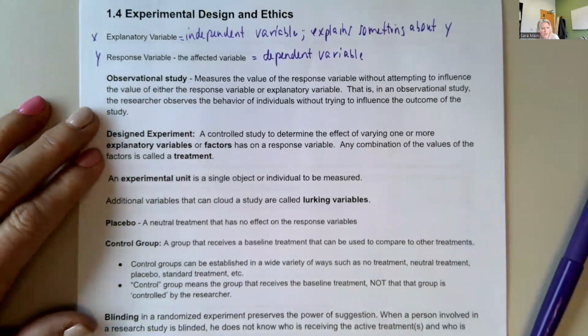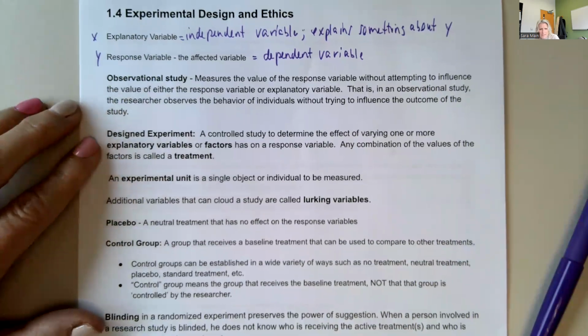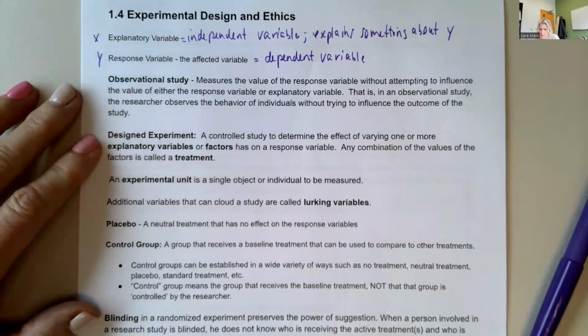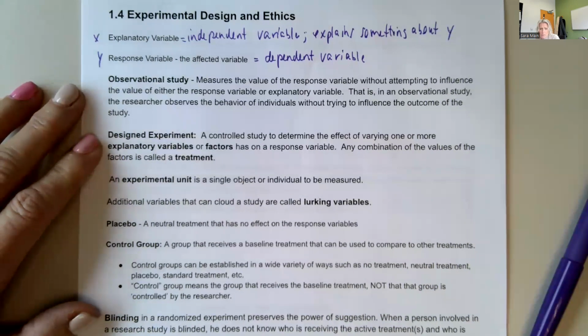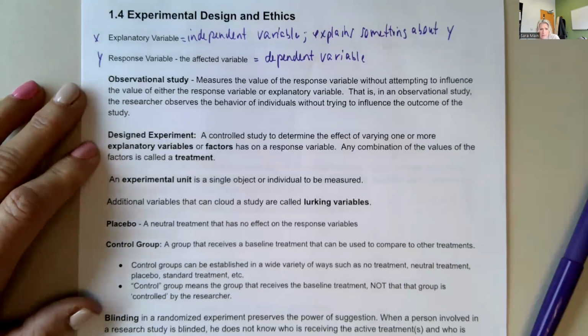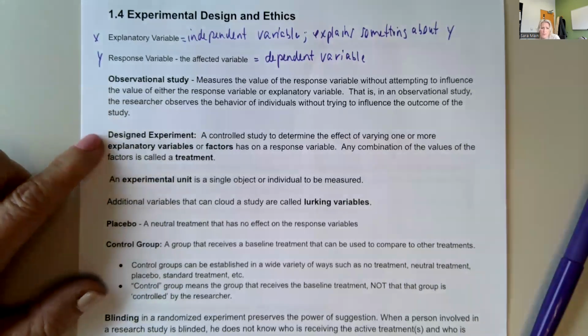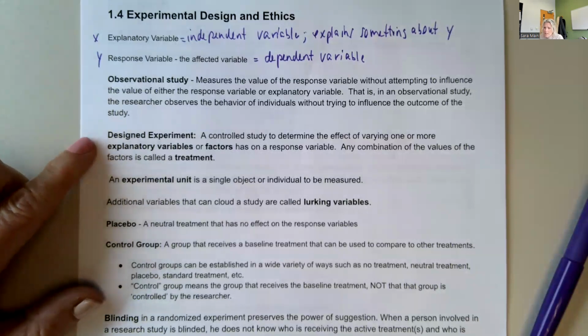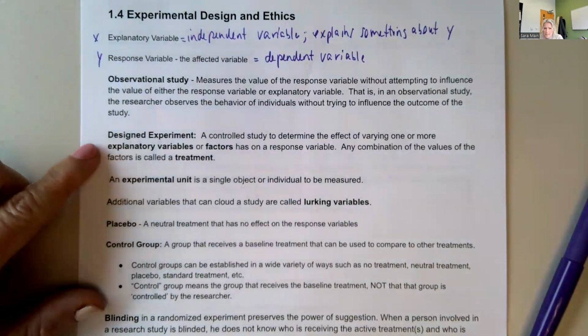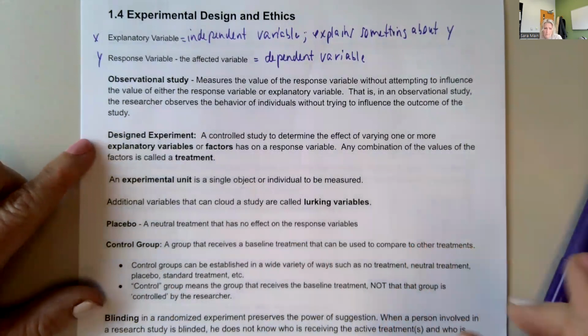So another type of study is called a designed experiment. It's a controlled study to determine the effect that varying one or more explanatory variables or factors has on a response variable. Any combination of the values of the factors is called a treatment. So a designed experiment is where you're actually controlling, you're actually randomly assigning people to a group.